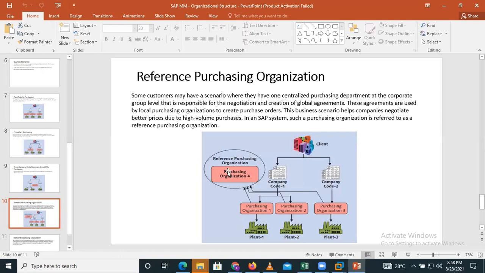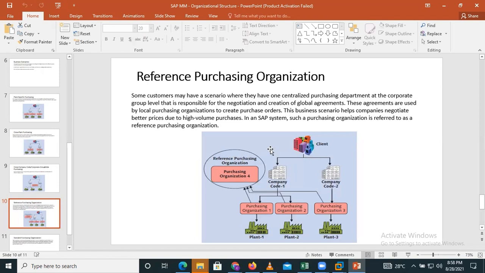Due to the tax benefit for purchasing activities in Luxembourg, they show that all the purchasing activities are done by Luxembourg only. So any contracts or negotiations will happen in Luxembourg only, and whichever contracts and negotiations are done by the Luxembourg purchasing organization, those contract details will be used by the local purchasing organizations to procure the material. Now what happened?